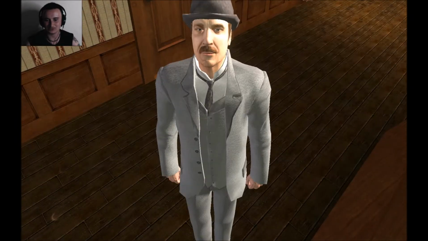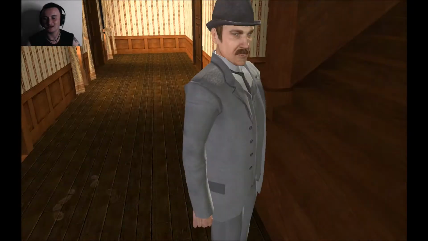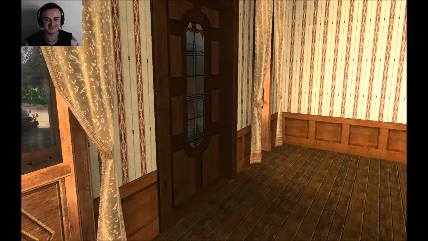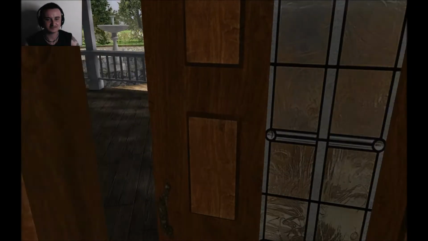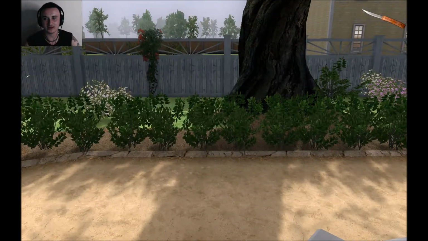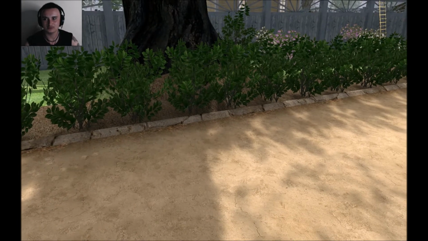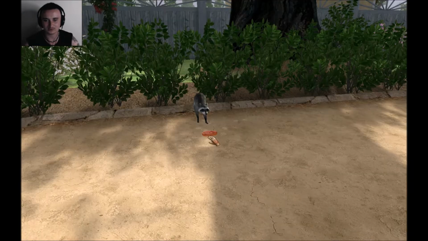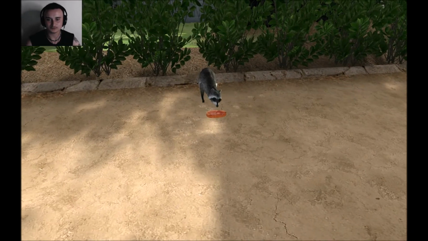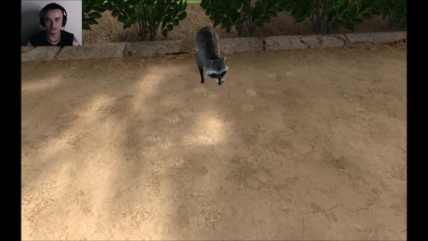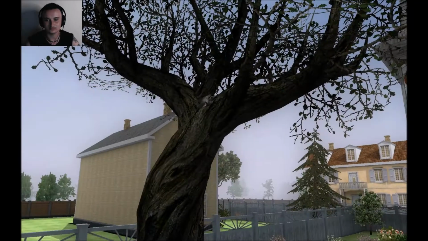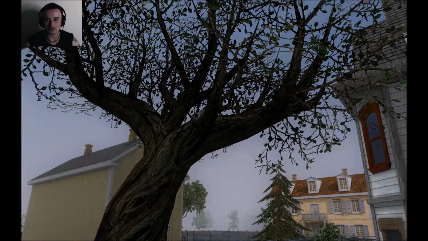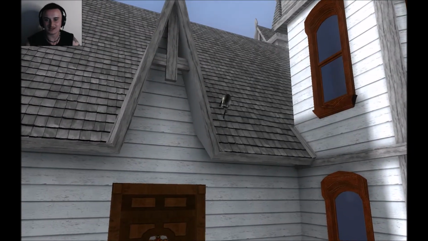What? Why are you so short right now? Oh, I was on the stairs. There we go, we have the ham. Let us... Where should we... Right here. Up the tree, down the side of the house.